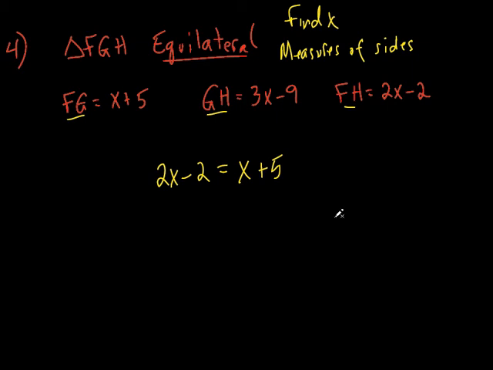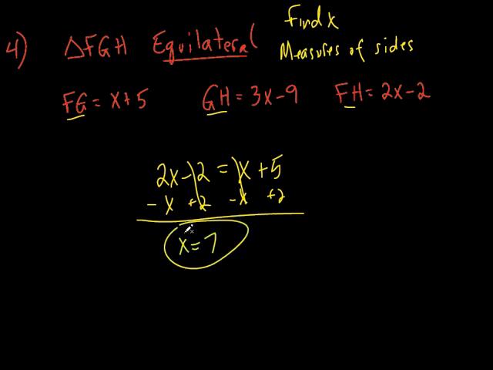Everybody got that? So now we solve for this. It's pretty easy. Subtract x from both sides, add a 2 to both sides. That cancels. 2x minus x is x, and that's 7. So that's part of your answer, but it's only 1/4 of your final answer, isn't it?